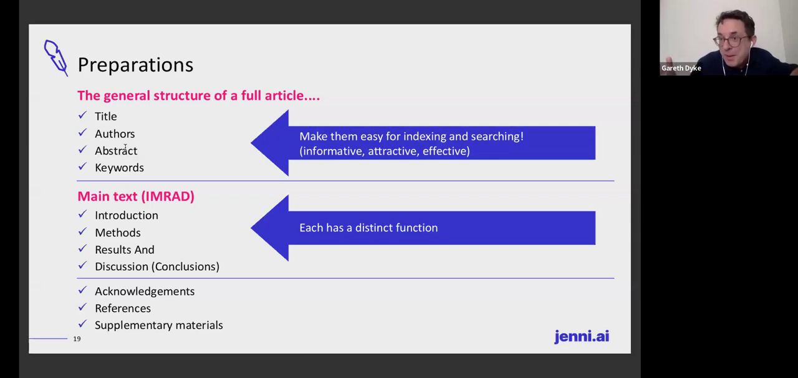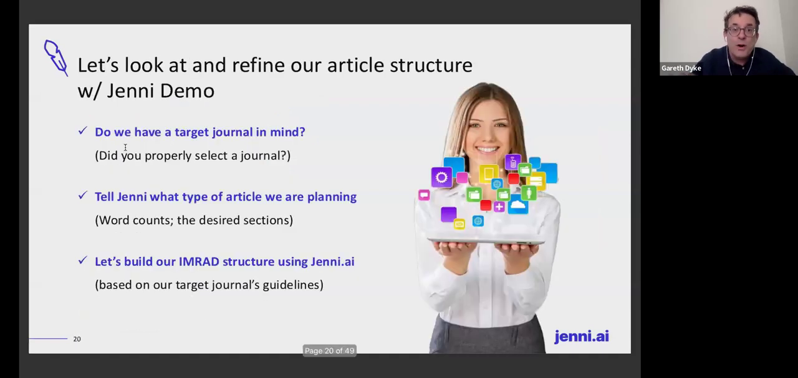2 million papers were published in 2022. How are you going to make sure that your research stands out? Well, we're going to give you some insights in this event. Your title, your abstract, for indexing and searching, make sure they stand out. And we'll come back to those in a moment. Then the IMRAD structure as well, building those different sections of your academic article. So let's look and refine our article structure with a quick Jenni demo.